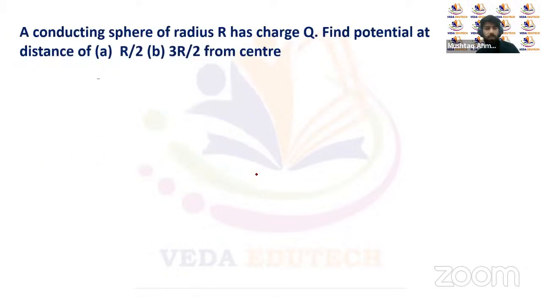Now let's discuss a conducting sphere, and the potential due to the conducting sphere inside and outside. We know that the potential outside the sphere is the same as that of a point charge, and the electric field outside the sphere is the same as that of a point charge. But the electric field and the potential are different inside the sphere. A conducting sphere of radius r has charge q. Find the potential at distances of r by 2 and 3r by 2 from the center.